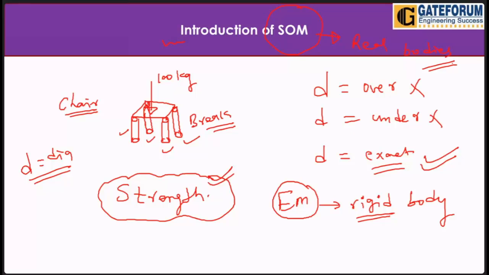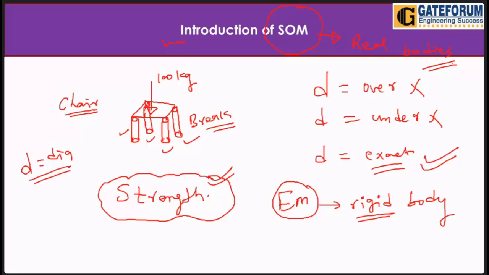And what about real bodies? All the solids which we can see around us in the whole universe are known as real bodies. It means whenever a load or force is applied on that material, on that solid, definitely after application of load, it will deform. That means the shape or size can change. Definitely every body will deform.